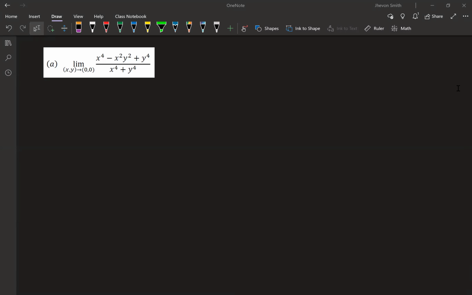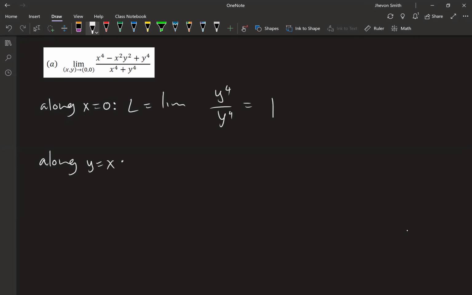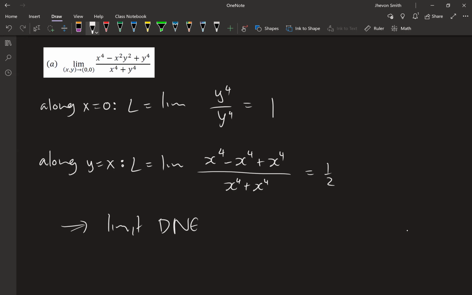x equals 0. So if we go along x equals 0, our limit would be the limit of y to the 4th over y to the 4th, which is 1. And another path? You said y equals x? Along y equals x, let's change everything to x's: x to the 4th minus x to the 4th plus x to the 4th over x to the 4th plus x to the 4th. And that would give you a half. So yeah, the limit does not exist. We got two different answers by going along two different paths.